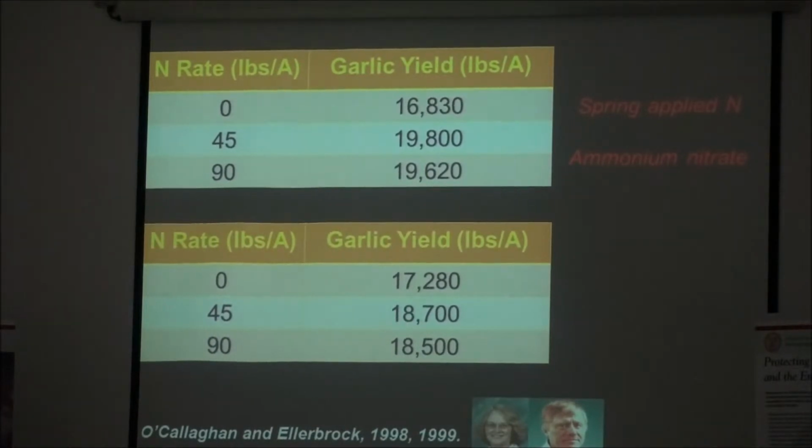Looking at the soils they were using, it seemed like it was pretty low in organic matter, so I'm not sure why they seem to be getting such a decent yield out of the zero treatments. But I think the thing to pull out of their work is that there really wasn't an advantage with really going more than 45 to 50 pounds of nitrogen per acre.